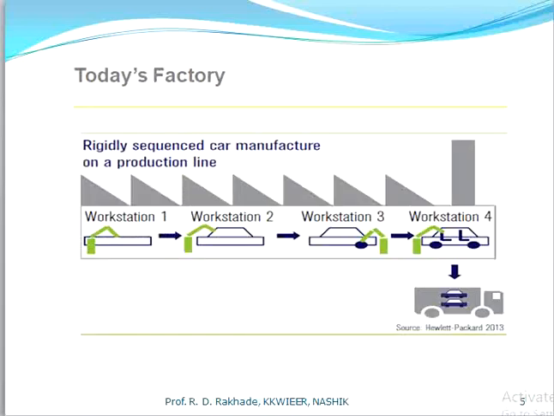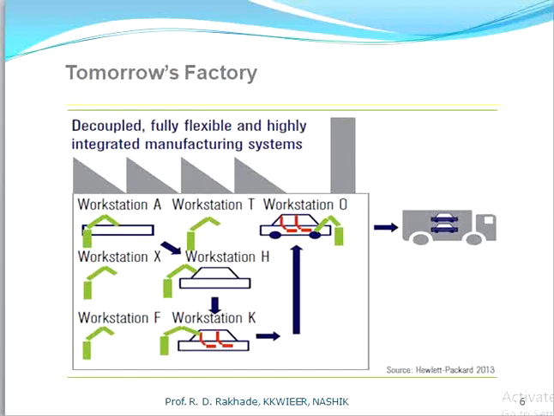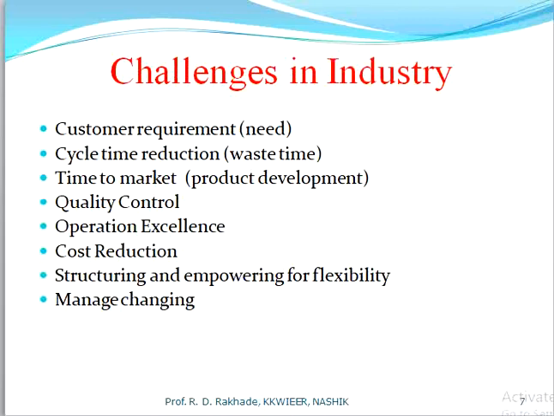If you see today's factory plant layout, it is a rigid sequence, like a car manufacturing production line, where the product passes from station 1 to station 2, later on 3, 4 and so on. But in tomorrow's factory scenario, considering the Industry 4.0 revolution, it will be a decoupled, fully flexible, highly integrated manufacturing system, meaning flexible in all aspects. Then there are various challenges in industry.